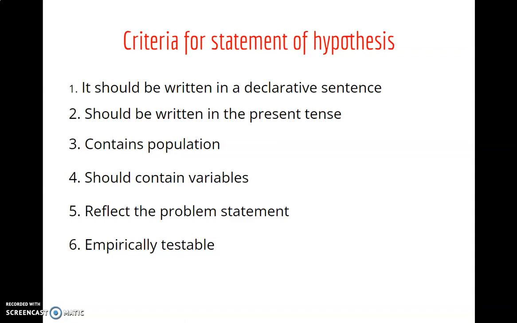Okay, so what are the criteria when you write hypothesis? It should be a declarative sentence. It should be written in present tense. It should contain population or the sample, and it should contain variables, and it reflects the problem statement what you have written, and all the hypotheses which are written should be empirically tested.